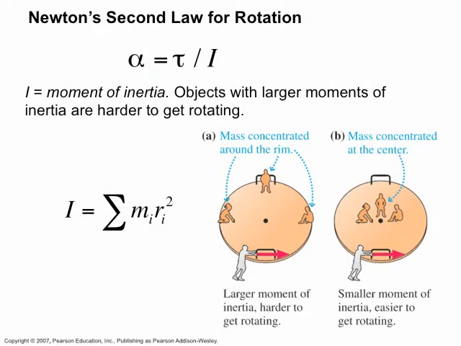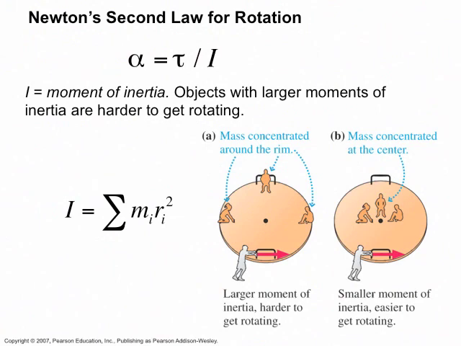Newton's second law for rotation is alpha, rotational acceleration, relates to rotational force, torque, divided by I, where I is the moment of inertia, or the rotational mass, or rotational inertia. Moment stems from the Greek word where momentum comes from. It's about motion, the motion inertia, or the rotational inertia. So objects with greater rotational inertia, larger magnitudes of I, greater moments of inertia, are harder to get rotating.